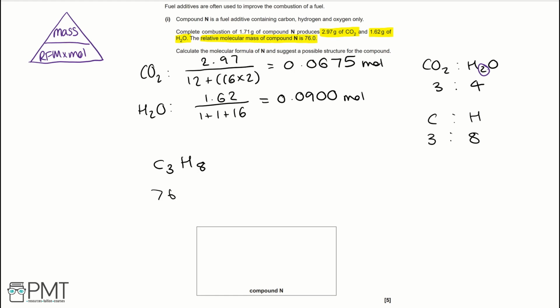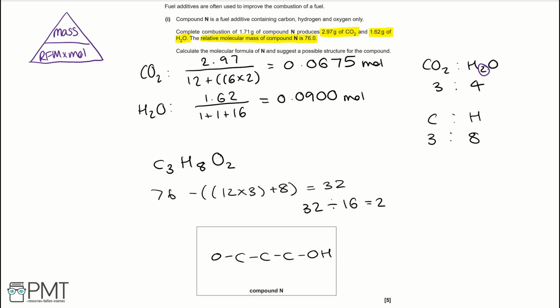So that would be 76 minus (12 times 3 plus 8), which equals 32. And then we need to divide by 16 because that's the formula mass of oxygen. So 32 divided by 16 equals 2. So we have 2 oxygens. Now we need to suggest a possible structure. We could have 2 alcohol groups, which could be at the end of our carbon backbone chain, and then we fill the rest with hydrogens. Alternatively, you could have the oxygens in between the chain.